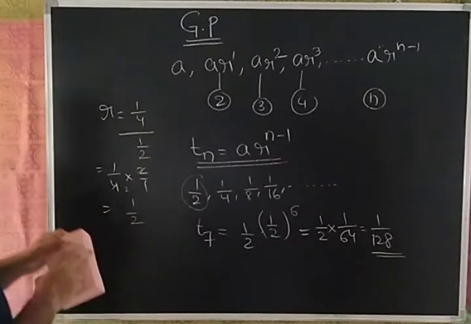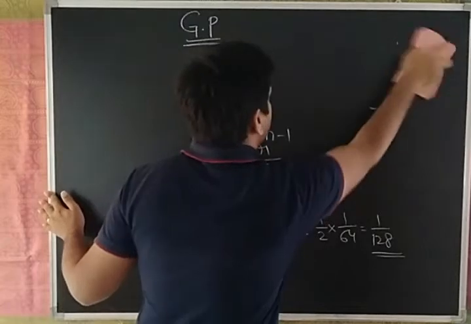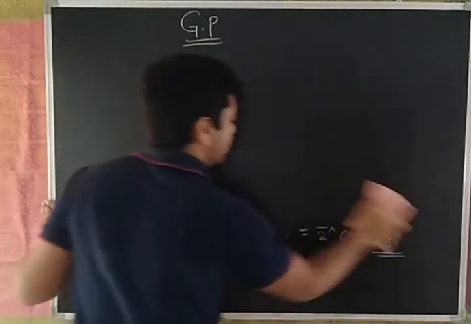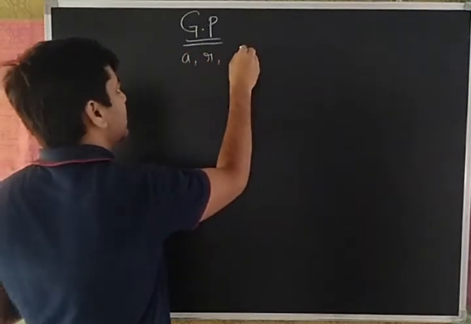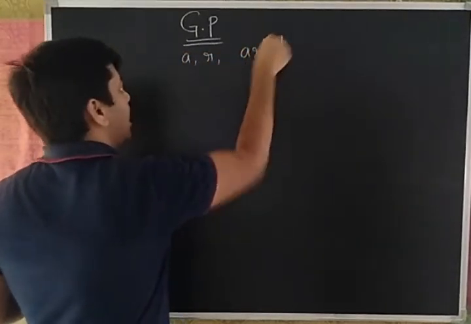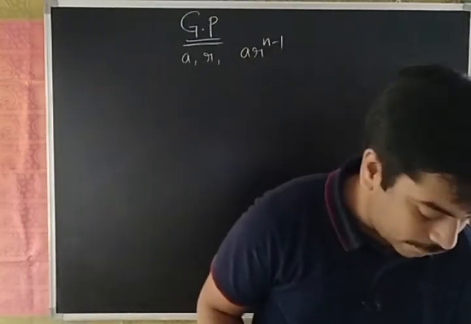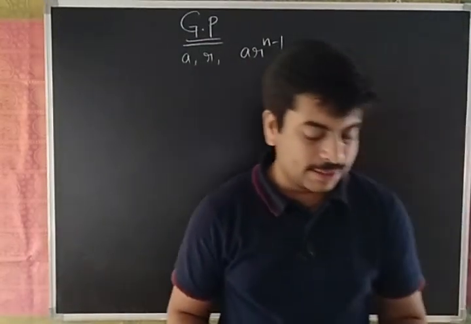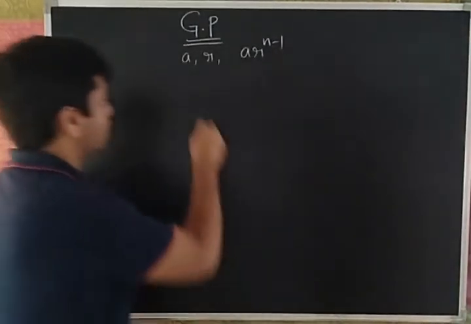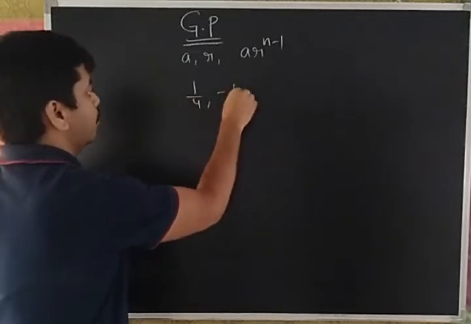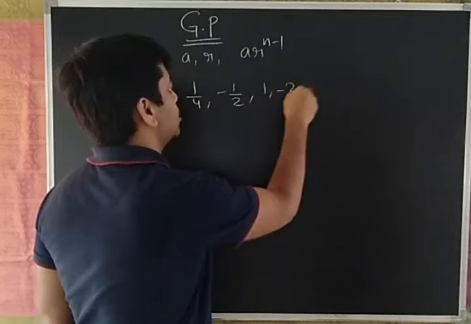Let us take one more example. So in GP, the first term being A, the common ratio being R, the nth term is A into R power n minus 1. Let us have quickly one example. Find the 9th term and the general term of the progression 1 by 4, minus 1 by 2, 1, minus 2, and so on.